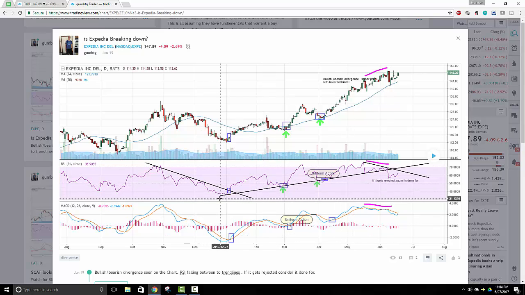Now I'm going to switch over to the current chart in just a second. But what I want you to note first is these blue lines line up with our entry points. Notice how good of entry points we're getting here. Now if it gets rejected again, it's done for. That's what I said, because we got rejected trying to move higher right here. If it gets rejected again, we're done for. So we're looking for it to clear this black line here. Let's see what it does.